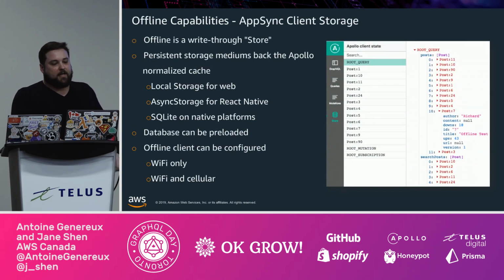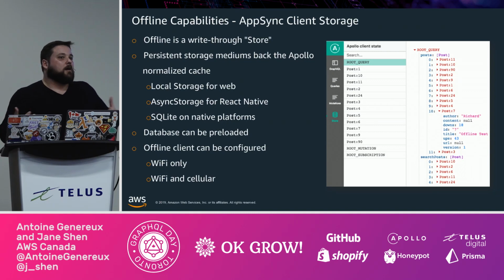Also, in terms of offline capabilities, AppSync, effectively through the SDKs, can manage the persistent storage mediums that are behind the Apollo normalized cache. So whether it's local storage for web applications, async storage for React Native, SQLite for native platforms. This also enables you to very easily control how you want to manage the offline mode. So once again, for example through Apollo, you can manage the different modes of when you want to do the updates, whether it's Wi-Fi only, Wi-Fi cellular.